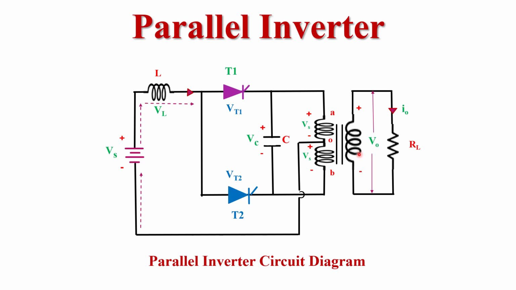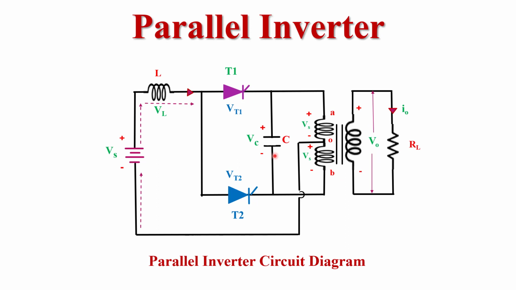Now here we see one more thing. Here we connect the load in parallel with the secondary winding of the transformer. We know that when we connect two components in parallel, the voltage across the components is equal. So this is the load side.